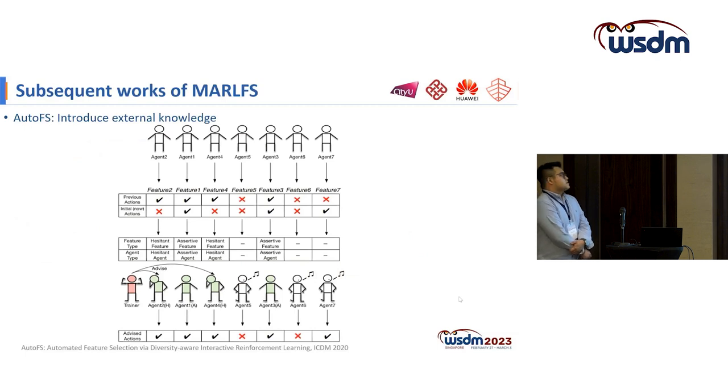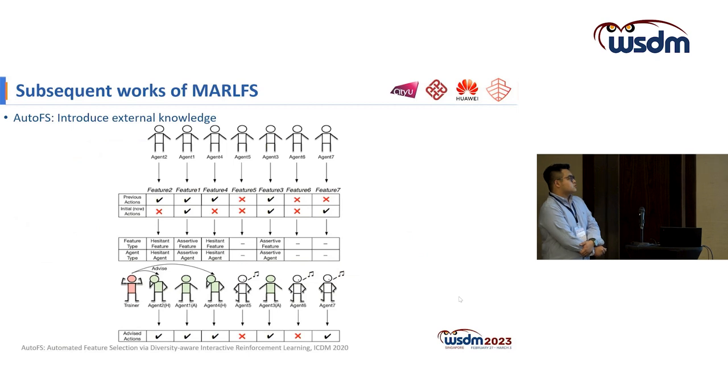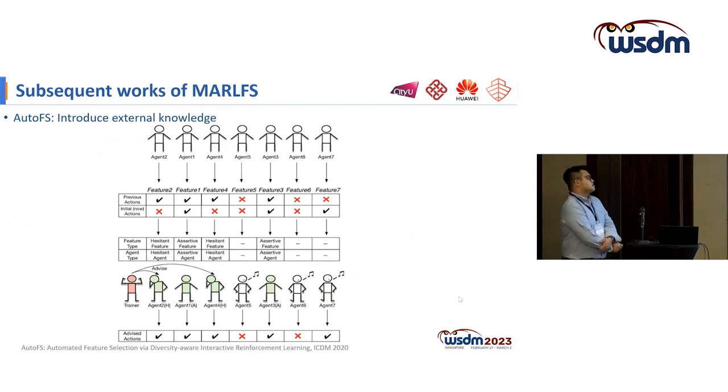And there are some subsequent works for MARLFS. The first is AutoFS. In this work, some external trainers are introduced to help hesitant agents to make an assertive decision. That's to say, we can see here are some agents that do not have an assertive decision. By introducing some external knowledge, we could get an assertive result.